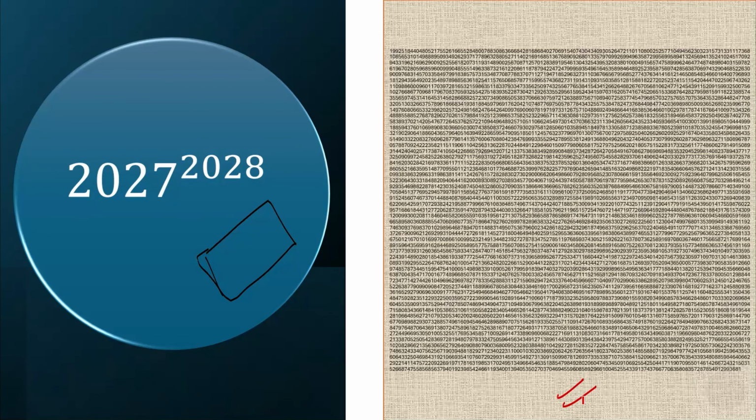So our question is 2027 raised to the power 2028. Let's consider expanding it properly without going through the shortcuts. So when we expand this 2027 raised to the power 2028, we get this bunch of numbers which is about 6707 digits, of which our last digit is 1. So the question is, do we really need to go to the expansion and then find the last digit?